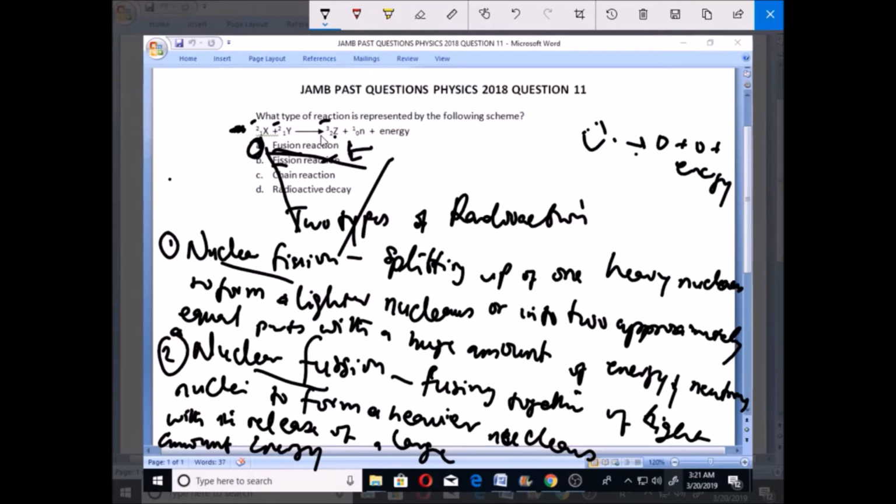If they are breaking down, had it been that this one is having like 1 or half, is lesser, then it will be fission. But when they are coming together to form a bigger something with the release of energy, we call it nuclear fusion. So nuclear fusion, or you call it fusion reaction, that is the answer. Thank you.